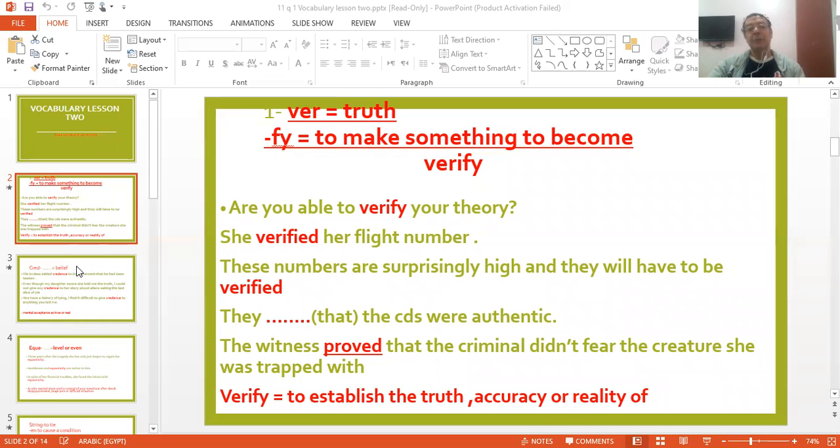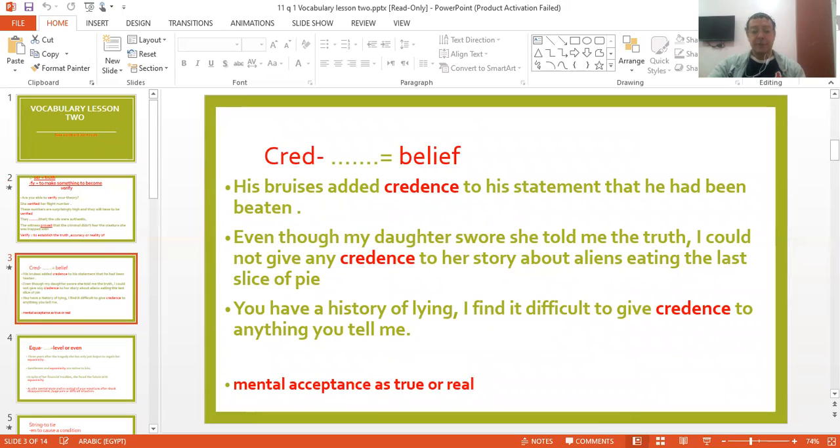Let's now move to the second vocab item. We have this word, credence. Credence is from creed, meaning believe, and credence is a mental acceptance as true or real. All right. So, for example, put in a sentence, his bruises added credence to his statement that he had been beaten. Even though my daughter swore she told me the truth, I could not give any credence to her story. I didn't believe what she was saying.